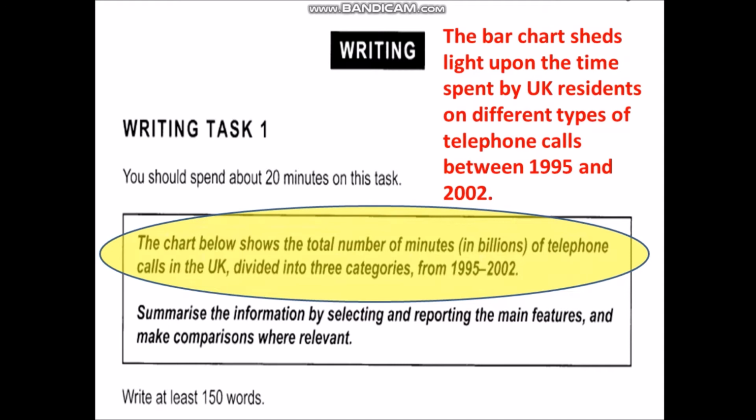The time spent by UK residents, this was not given in the rubric. This is something that I wrote. This is something that I paraphrased. And this shows the examiner that I have a range of vocabulary. And this is very important for my band score. On different types of telephone calls between 1995 and 2002. That's simply my introduction.